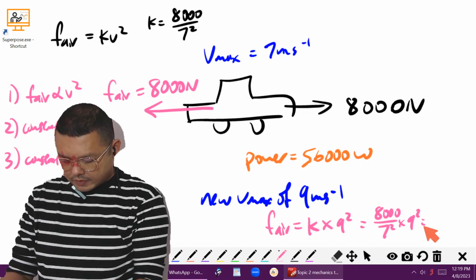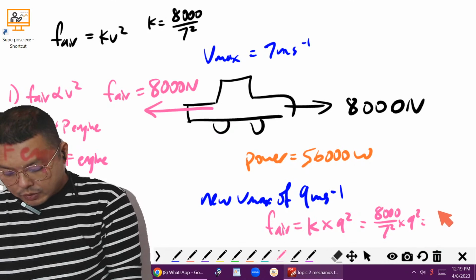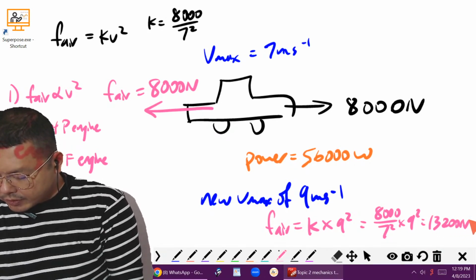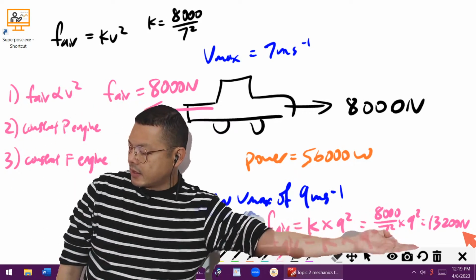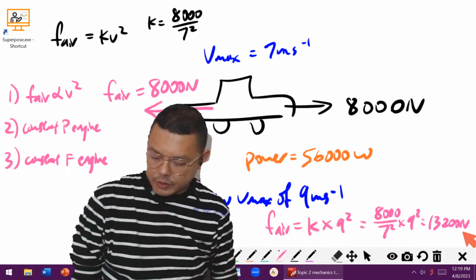8,000 over 7 squared times 9 squared. 13,200, okay? 13,200 newtons. This will be the new air resistance if you want to travel at 9 meters per second. Much higher, right? From 8,000 jump to 13,200 newtons.